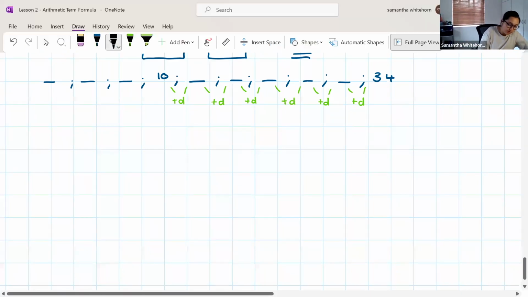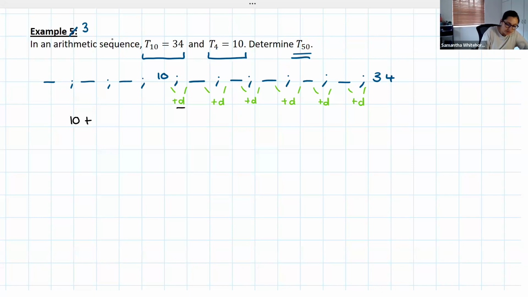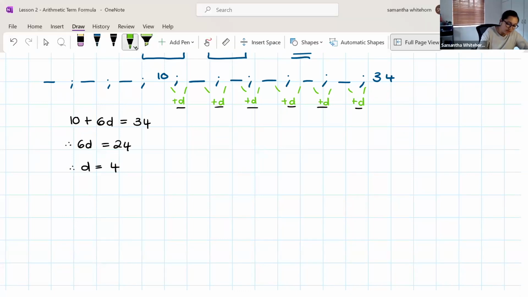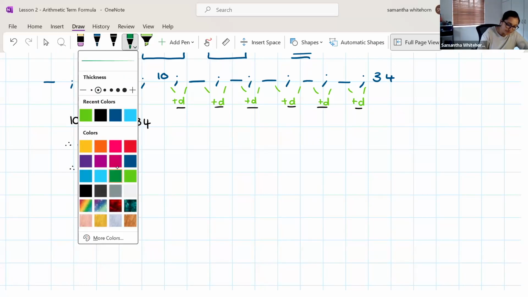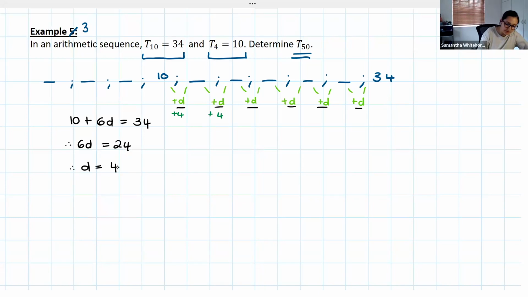Because what we now know is that 10 plus 1, 2, 3, 4, 5, 6 differences will give me 34. Just a basic linear equation, and this is now easy to solve. 6 differences is equal to 24, and so the difference in this number pattern is 4. So all of these differences I'm adding are plus 4, plus 4, plus 4, etc. I'm not going to write all 6 out, but that's all we're doing.